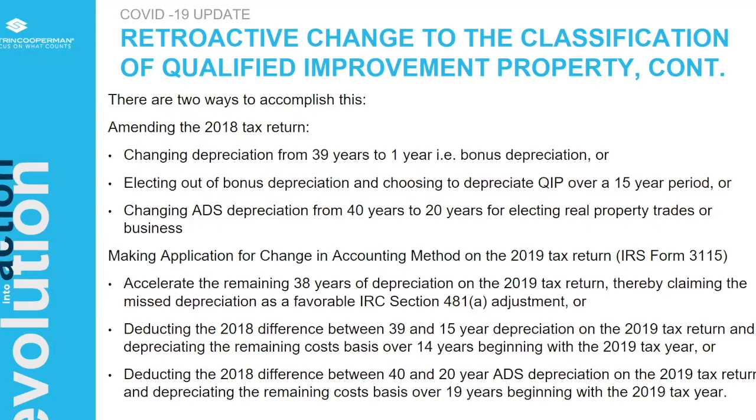As an alternative, by changing our method of accounting, we would accelerate the remaining 38 years of depreciation not taken in 2018 on the 2019 tax return, thereby claiming the missed depreciation as a favorable adjustment. Or you could deduct the 2018 difference between 39 years and 15-year depreciation on the 2019 tax return and depreciate the remaining cost basis over the next 14 years. Or you can deduct the 2018 difference between 40 and 20 years on the 2019 tax return and depreciate the remaining cost basis over 20 years beginning in the 2019 tax year.